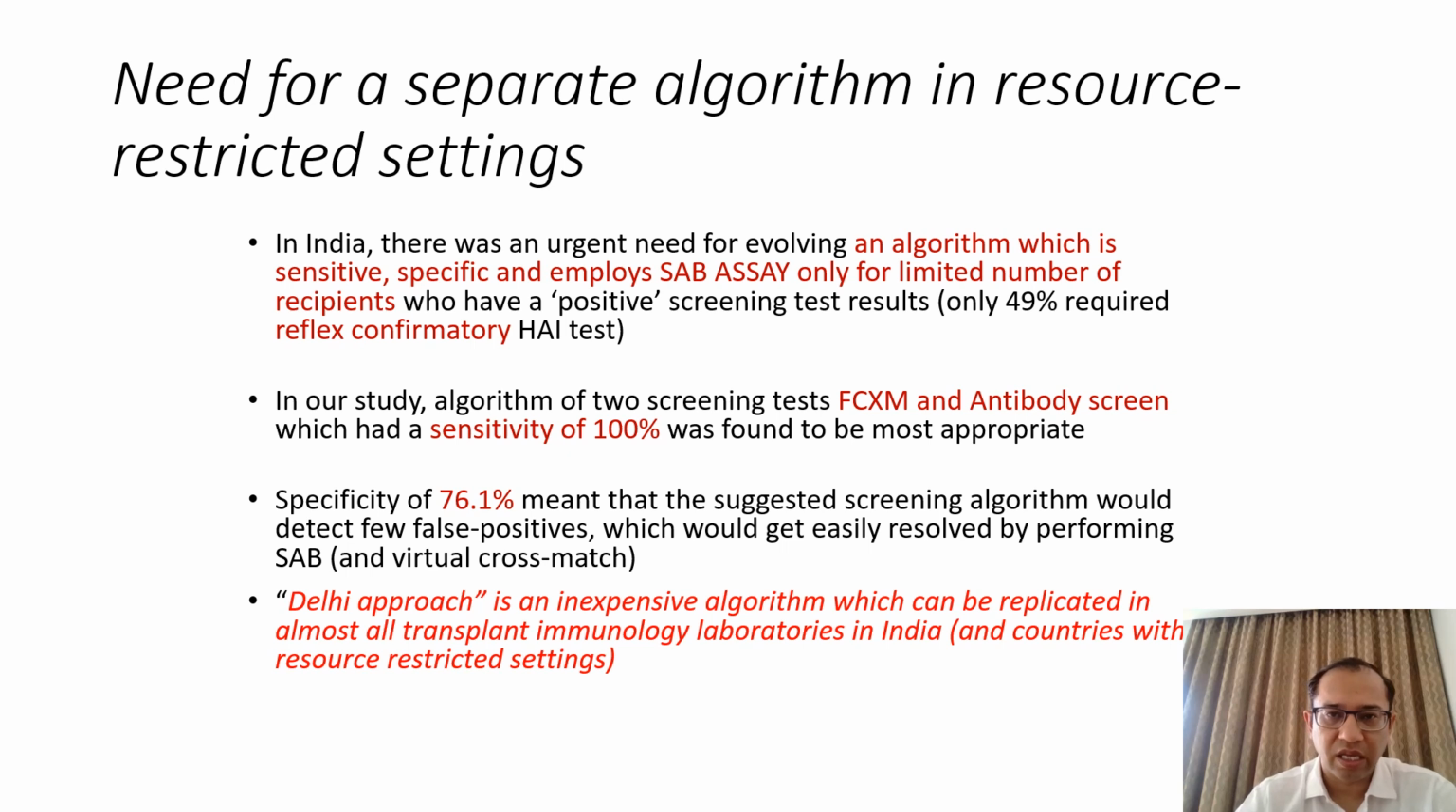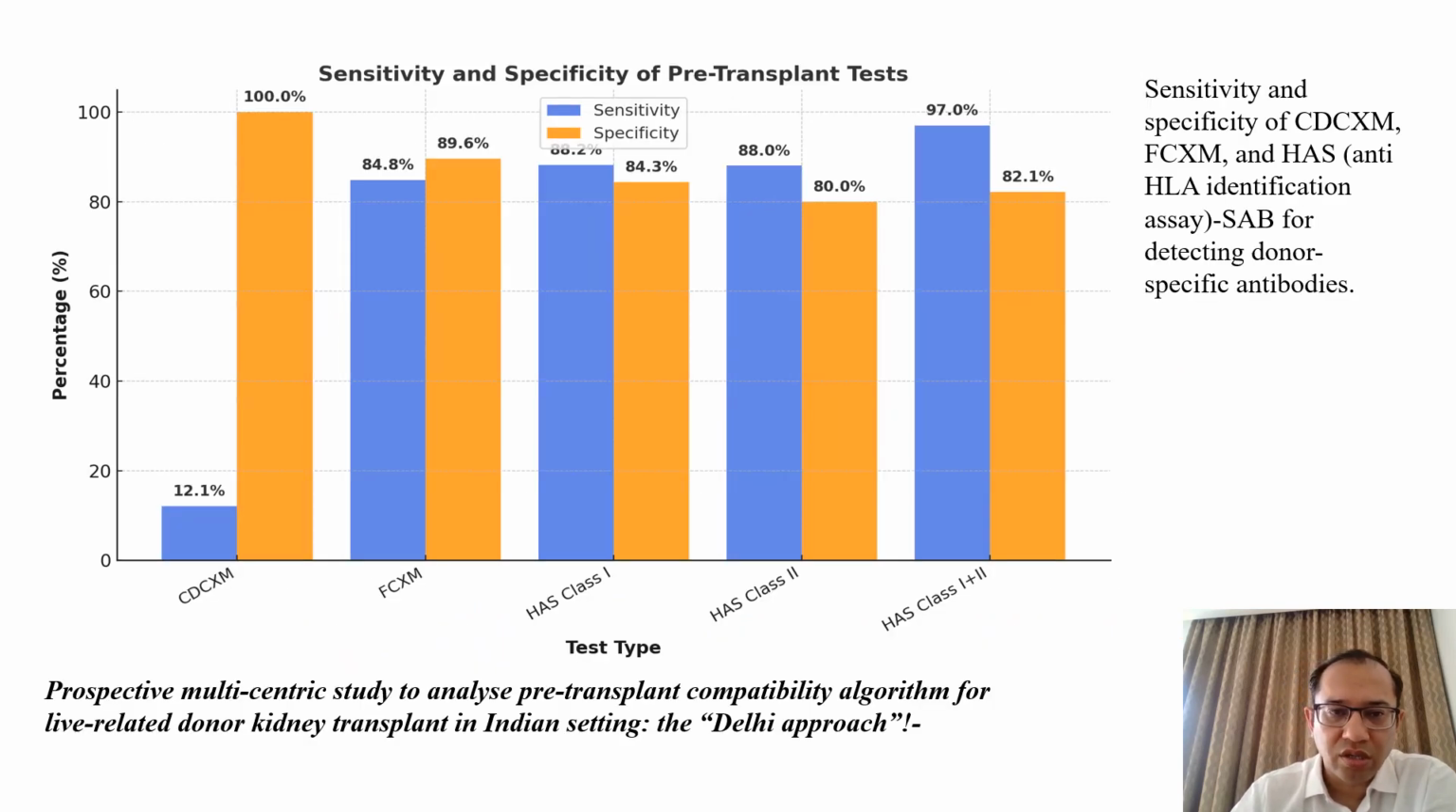So we went on to look for another separate algorithm because we wanted something from India, from this part of the world. This algorithm which we employ is known as the Delhi approach, and we did a multicentric study between a few hospitals. In this study we found that a combination of two tests will actually give us a much higher sensitivity, and we can resort to single antigen bead assay later when one of them comes positive.